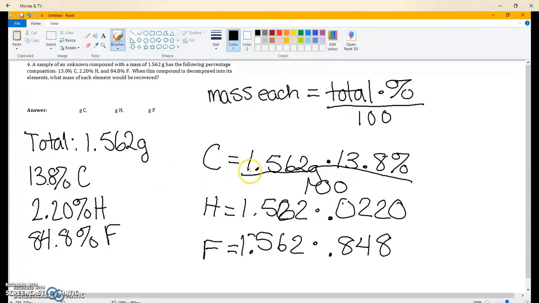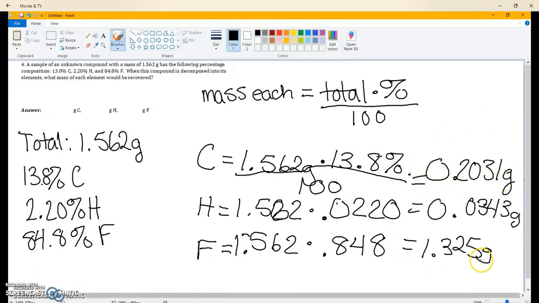So for carbon, I took the total mass times the percentage divided by 100. But then for hydrogen and fluorine, I know that in order to change the percentage, all I have to do is move the decimal place over 2 spots. So instead of dividing by 100, I changed the percentage into a real number. That way I could just multiply them across with one step. Alright, so here are my answers. That's how many grams are in each.